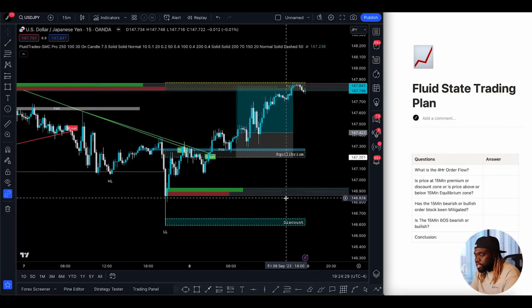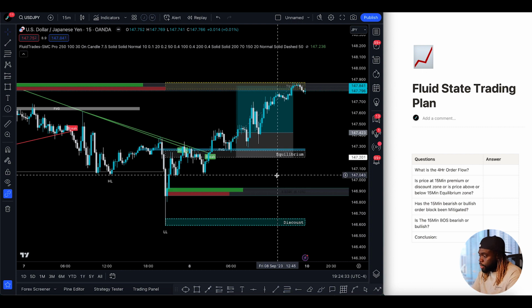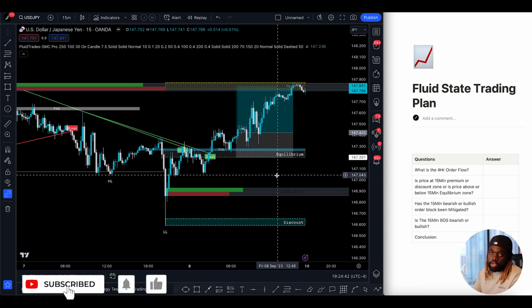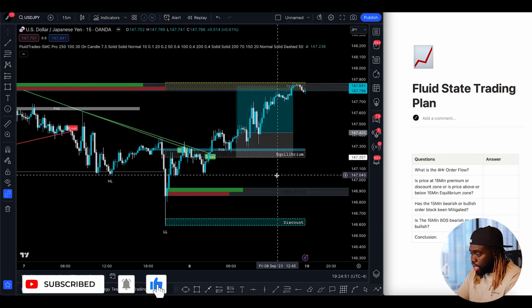So guys, as you can see, on my left is the chart of the trade I took, and on the right we have basically the trading plan, right? The trading plan is 4 questions, right? 4 questions you want to ask yourself before you execute the trade. So we have questions and we have answers, right?